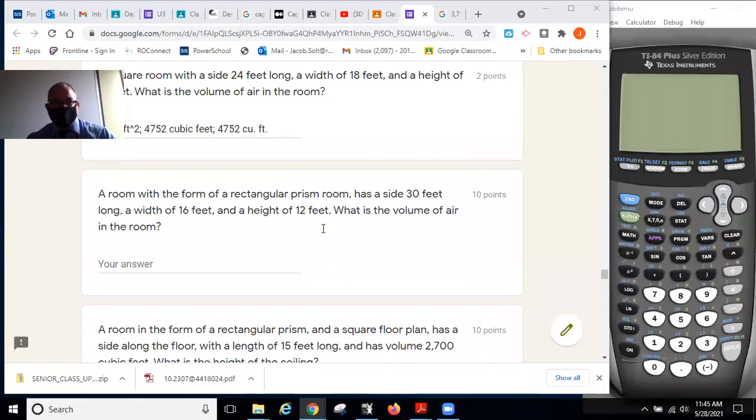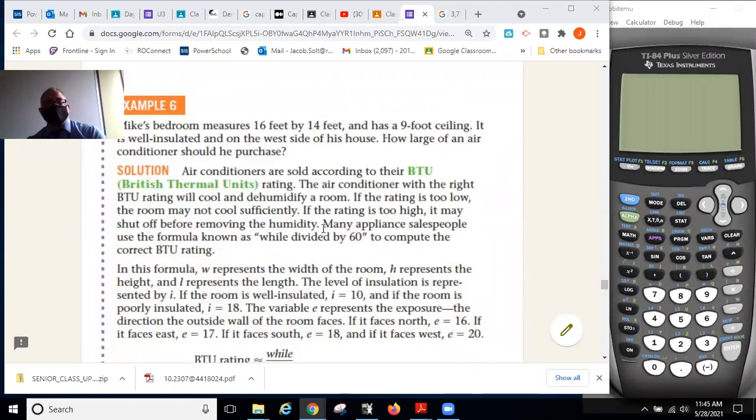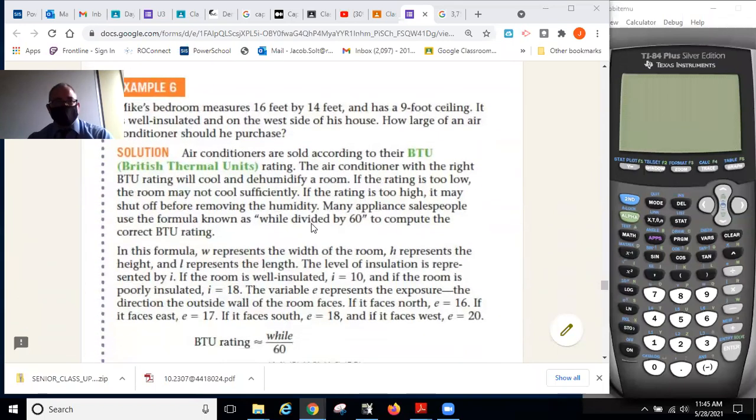All right, good. So you had 3 minutes to work on these. Let's do example 6 now. Example 6, Mike's bedroom measures 16 by 14 feet and has a 9-foot ceiling. The bedroom is well insulated and it's on the west side of the house. How large of an air conditioner should he purchase?